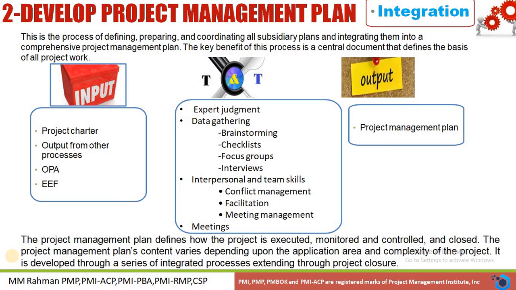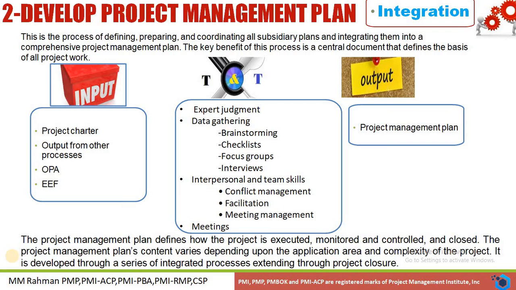So what is the project management plan? The project management plan defines how the project is executed, monitored, controlled and closed. Basically, the project management plan tells the project manager and the project team how the project team will work, how the project performance will be monitored and controlled, and also how the project will be closed. That means all the hows will be in the project management plan. The content of the project management plan varies depending upon the application area and complexity of the project. Basically, the project complexity, project type, project nature, and application area will tell us what the content of the project management plan will be.